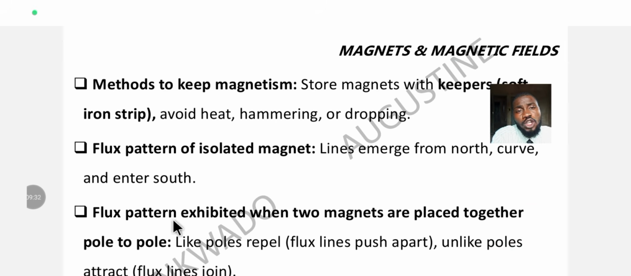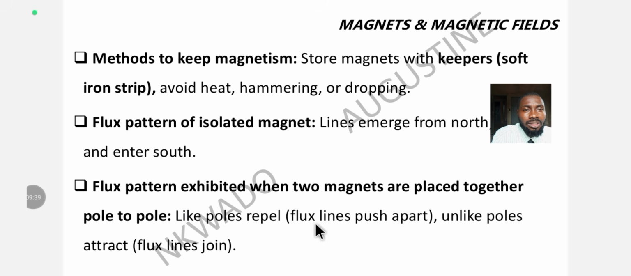So what is the flux pattern exhibited when two magnets are placed together, pole to pole? The flux pattern is that like poles repel, flux lines push apart. So when the poles are alike, north and north for example, or south and south, the lines repel. The lines are not going to join. Instead of joining like this, you are going to see something like this. They'll go their own way.